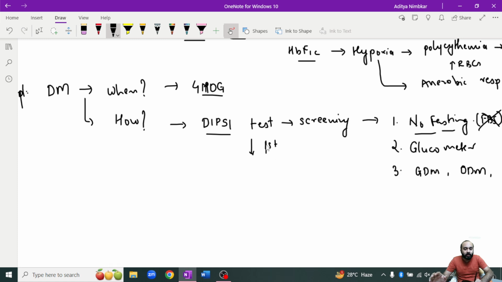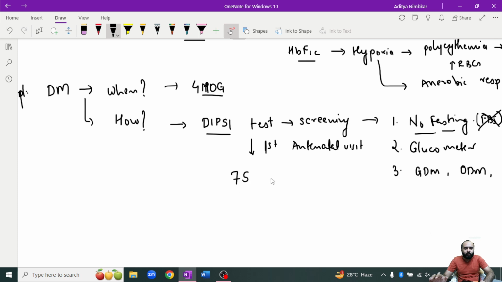You might just say, yesterday Dr. Konika answered that you do it only in high risk population. Remember that all Indians are high risk for metabolic syndrome. So you do this test in all women. So at first antenatal visit, you do this test. How do you do it?